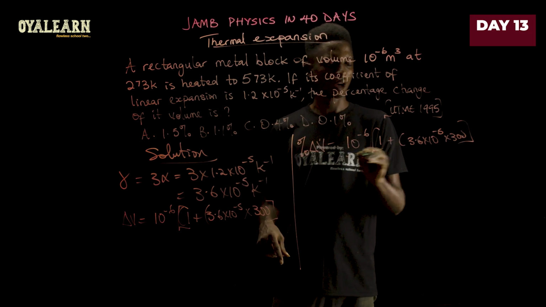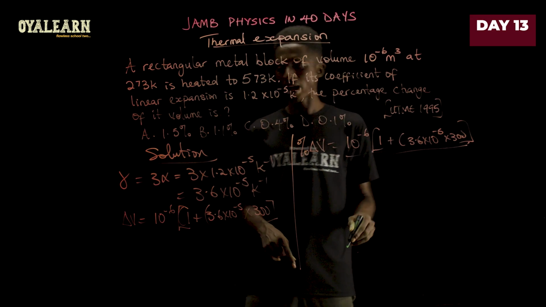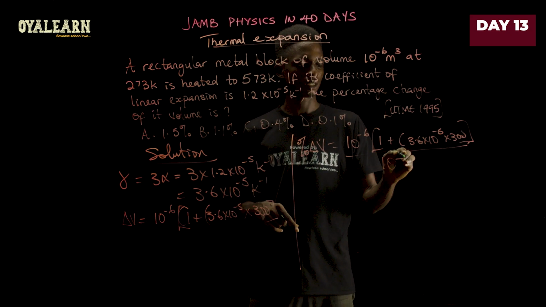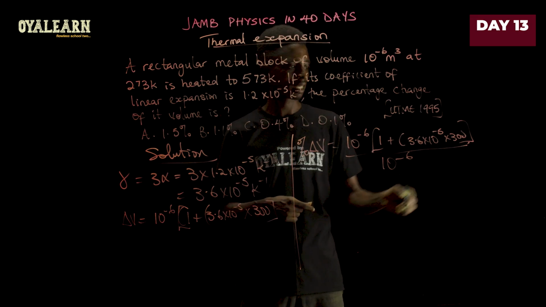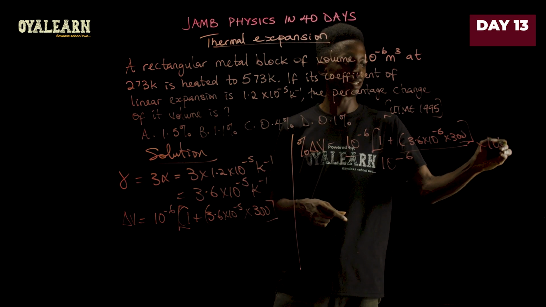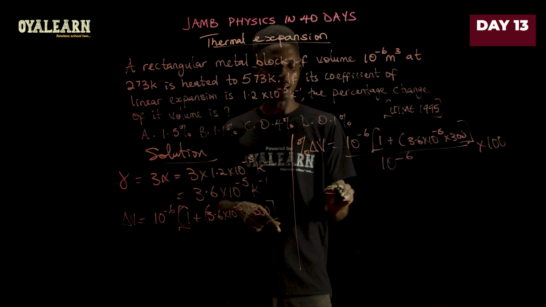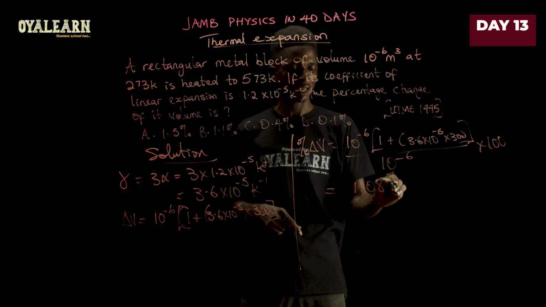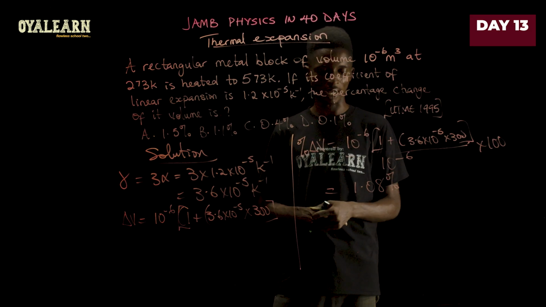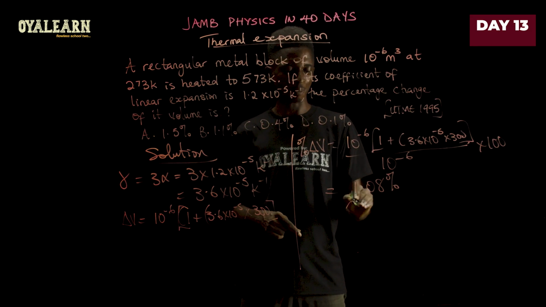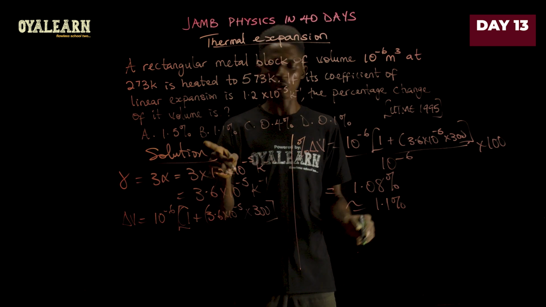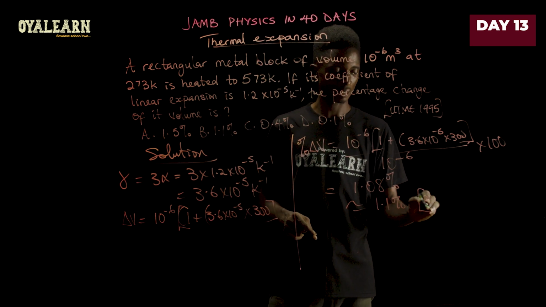Then we'll close that. All divided by the original volume, 10 to the negative 6. And then we multiply this by 100 to bring it to percentage. And what you should get is 1.08% when you do all of this with the calculator. And of course, this is approximately 1.1%. So the correct option is B.